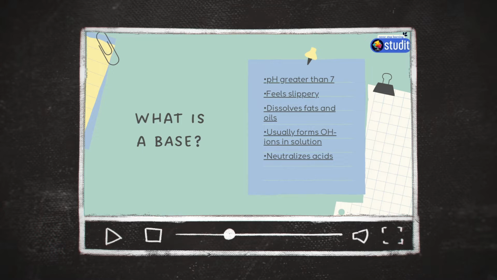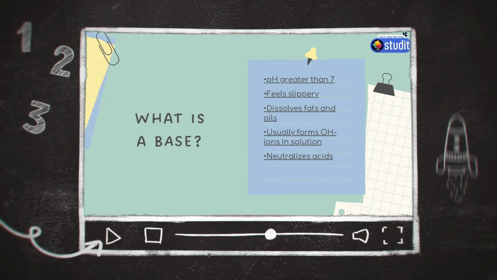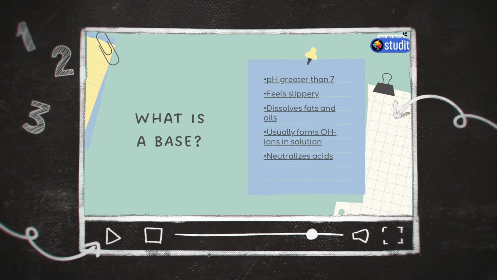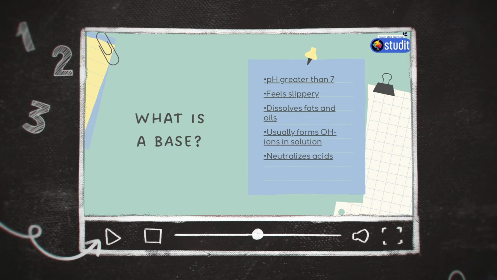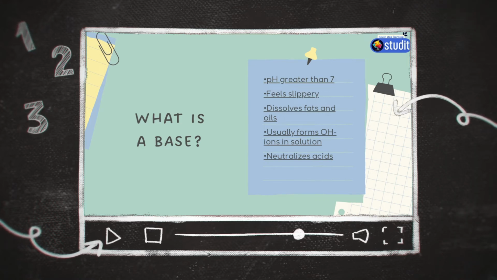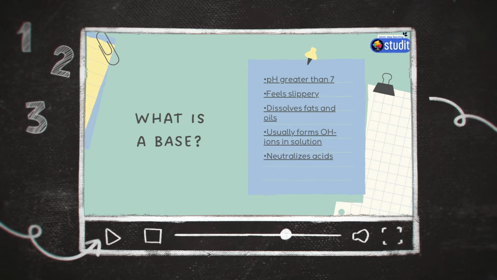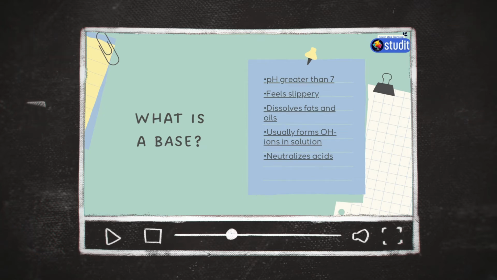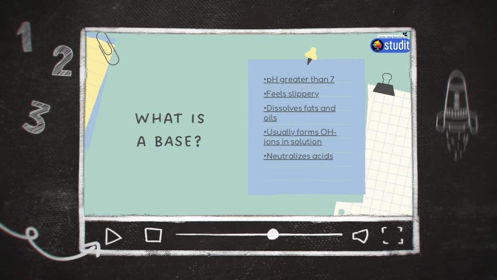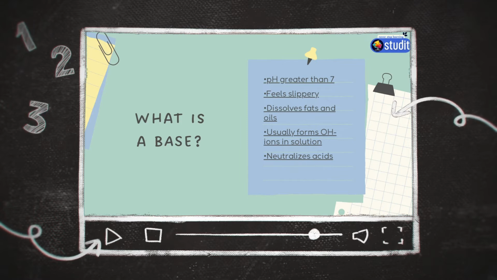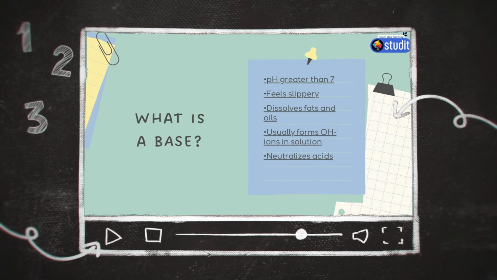What is a base? Like I said, we all know what an acid is. Like the positive and the negative charge, we already discussed it, that is an acid and a base. So the opposite of acid: solutions with a pH greater than 7 are called bases. They feel slippery. Slippery means they feel soapy in the hands.